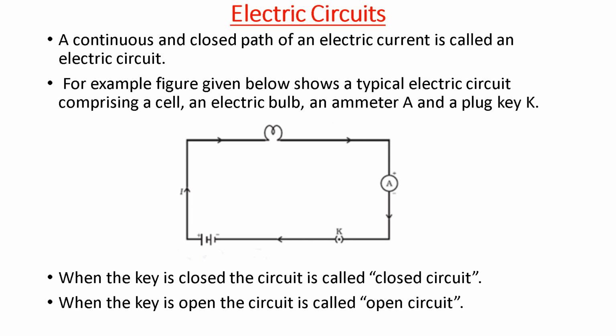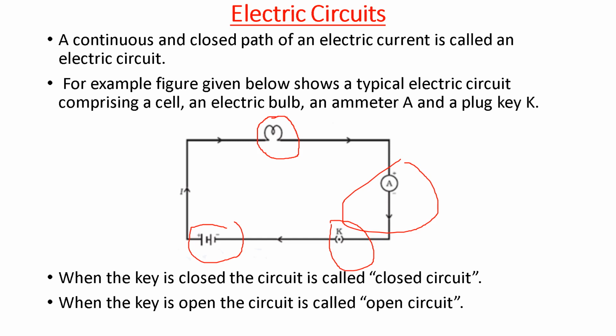Now a continuous and closed path of electric current is called an electric circuit. It's very simple. Here in the figure we can see a very simple electric circuit has been drawn. Here a cell is used, a key is used, an ammeter is used, and a bulb, or instead of a bulb, resistors can be used.